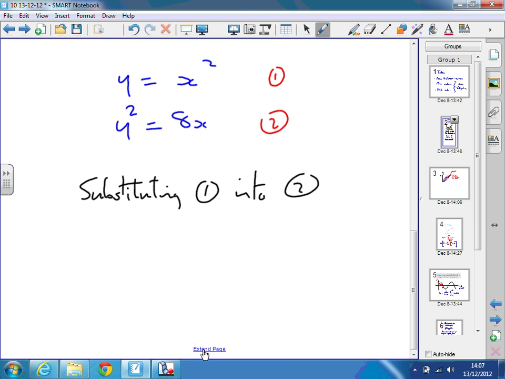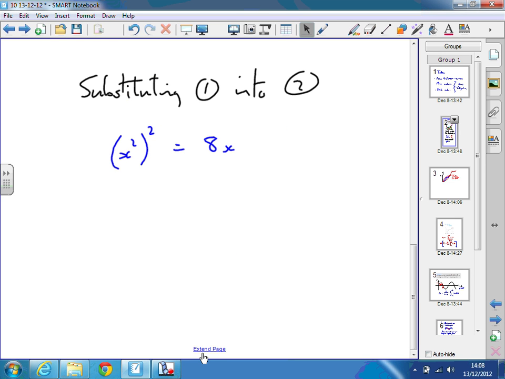So we write y squared, which is now going to be x squared, equals 8x. And so suddenly we've only got x. x squared squared is x to the 4 using the laws of indices. Try and solve.